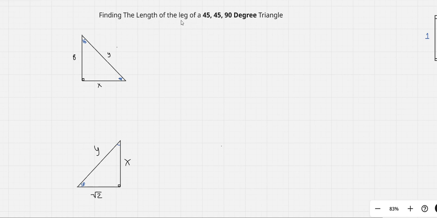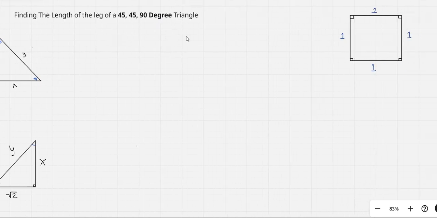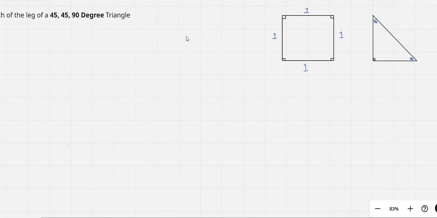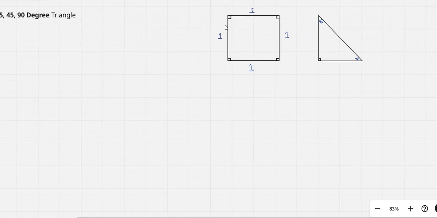Finding the length of the leg of a 45, 45, 90-degree triangle. All right, so let's start off with understanding 45, 45, 90-degree triangles. Let's say we have a square, right? And as we know, in a square, all the sides are equal to one another. We're going to say this side is equal to 1, a unit square. 1 unit. Each angle is 90 degrees.